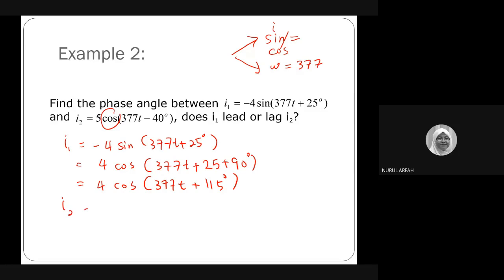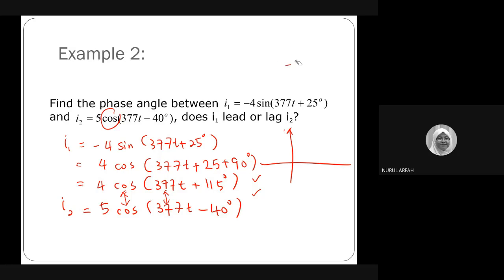Okay, now can you compare? Can you compare now? Yes, right? Same. So you can compare. All right. How to find which one is leading and which one is lagging? Maybe I shall remove this part so that we have some space. Okay, let me draw the first signal. The first signal is a plus 115.